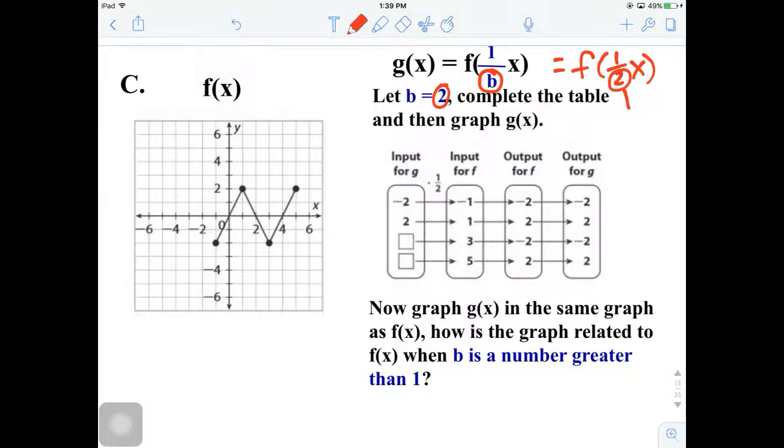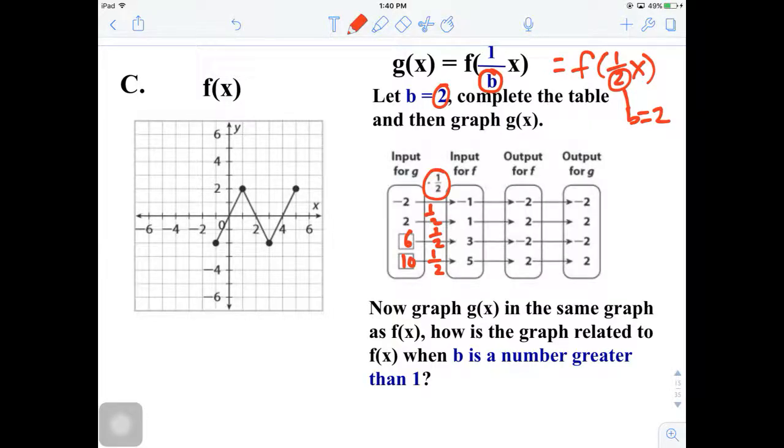And notice that again, b is actually equal to 2 in this case, even though it looks like it's a fraction. So we're going to multiply the x value by 1/2. So 1/2 of -2 is -1. 1/2 of 2 is 1. And so if we need to think about 1/2 of what is going to give us 3, the answer should be 6. So we have 6 is the value that we need in the next box. And then finally, 1/2 of what is going to give us 5, and the answer is 10.